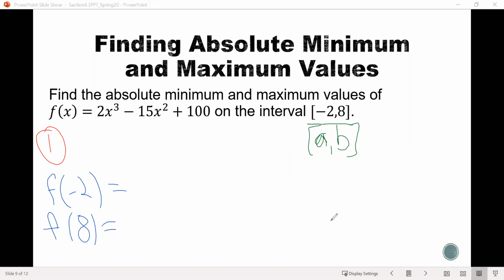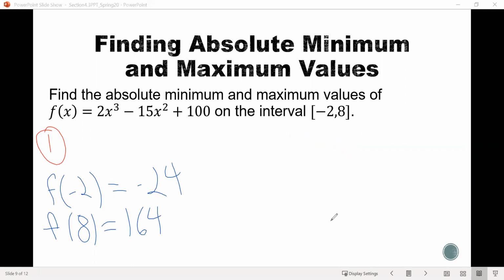Okay. So plug those values in. If we plug in -2, I believe that what we will get, just checking my notes here, it looks like we will get -24. And then f of 8, if we plug that in, it looks like we'll get 164. And you guys can double check on me on that. Let me know if I made any mistakes. Okay, so first thing, evaluate the function at the endpoints.